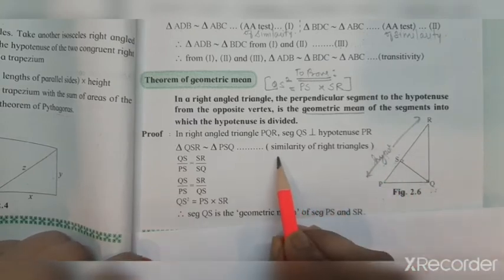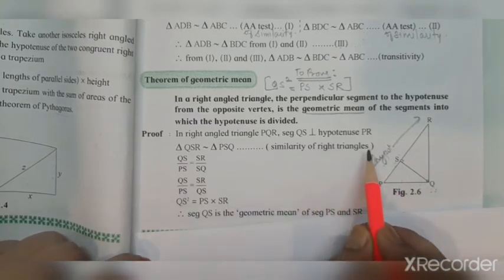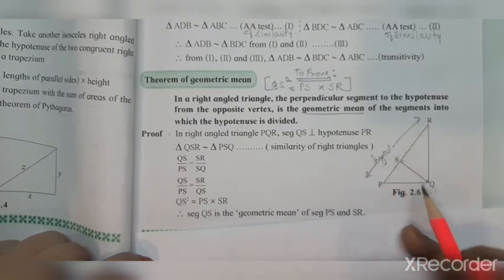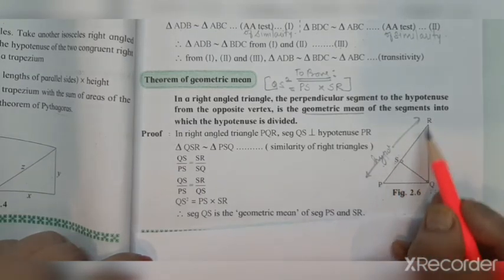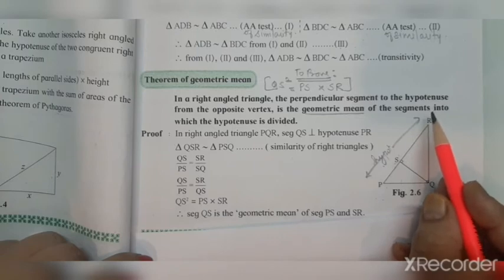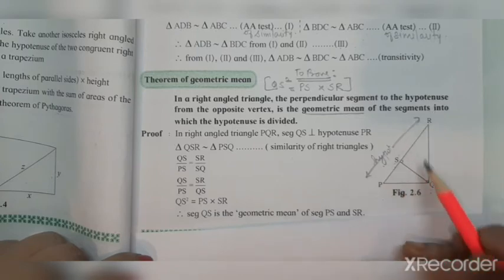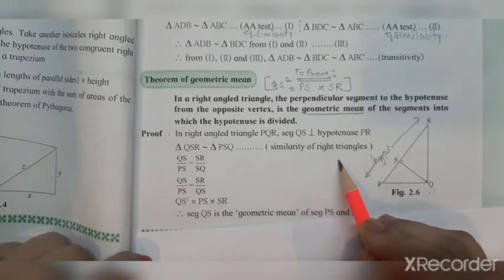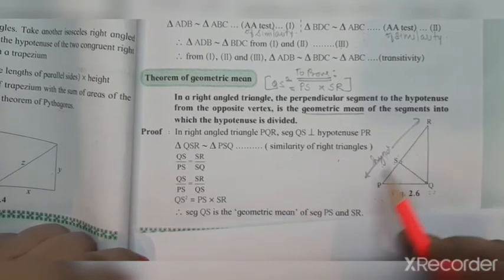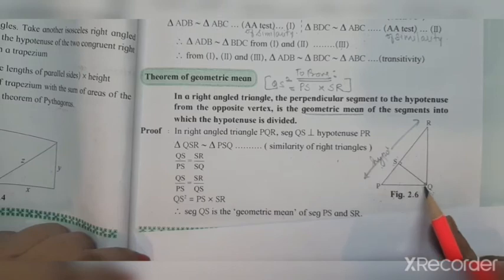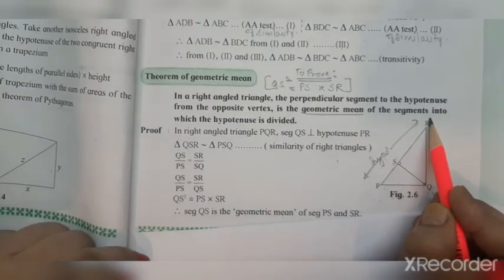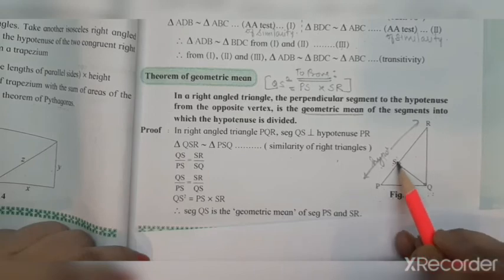If we have to use similarity of right angle triangle, we need a right angle triangle and a perpendicular has to be drawn on the hypotenuse. This is the condition, it has to be there. Then only we can use similarity of right angle triangle. So according to similarity of right angle triangle, they are saying that triangle QSR is similar to triangle PSQ.